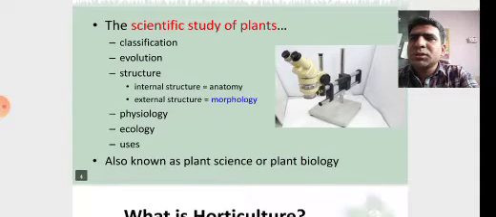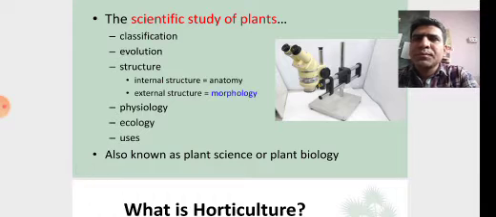Then ecology: the surroundings of the plant, the environment of the plant, where it is located and how it is affected. That is ecology. And the uses of plants, in the case of medicinal plants, aromatic plants, ornamental plants. So we can see the uses. It is also known as plant science or plant biology.